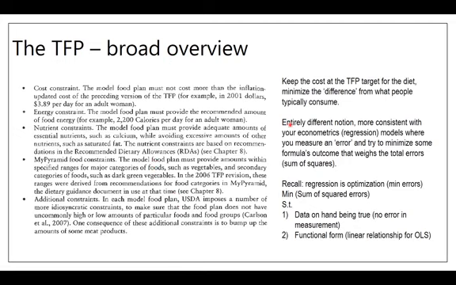Here's a broad overview for that TFP, that Thrifty Food Plan. You're going to see them talk through it. It's a model that comes in with a target. It has a constraint on the cost. So they basically say this is the minimum cost, this is the target cost, $3.89 or whatever it is, let's make a model that fits that. And the way they're going to fit it is to minimize the difference from what people typically consume.